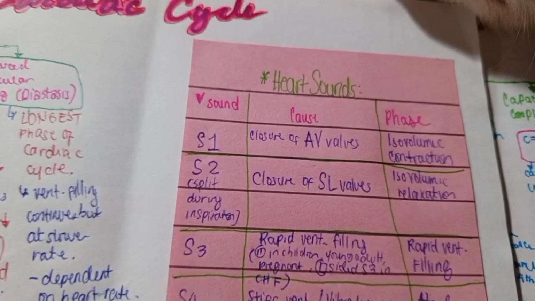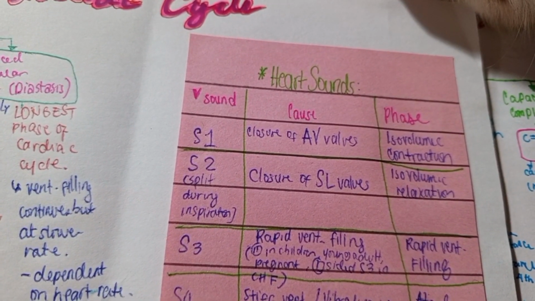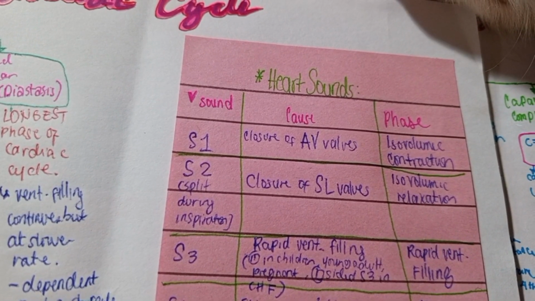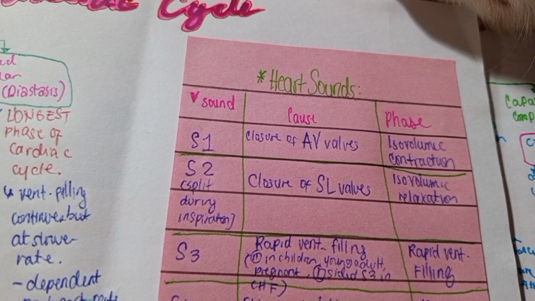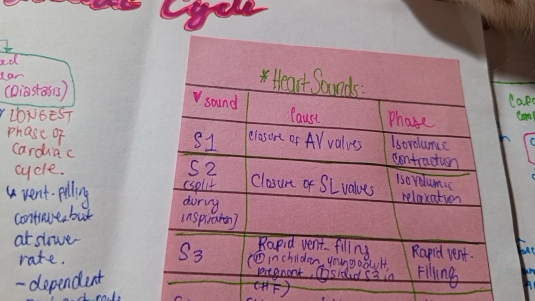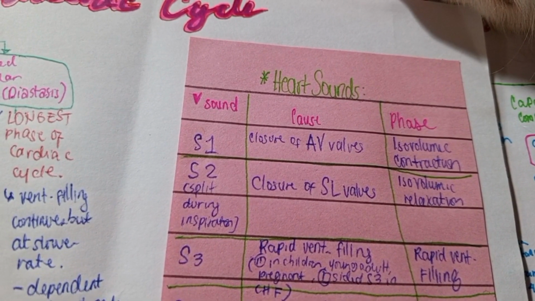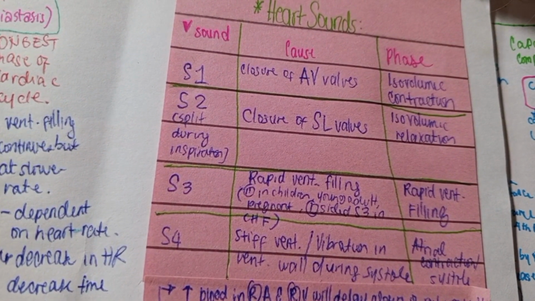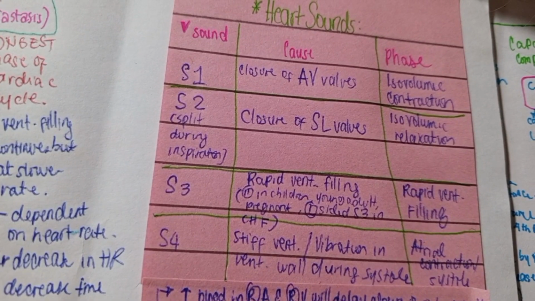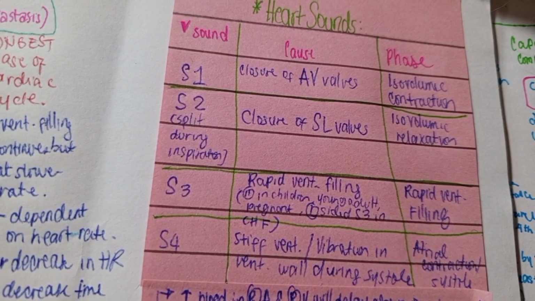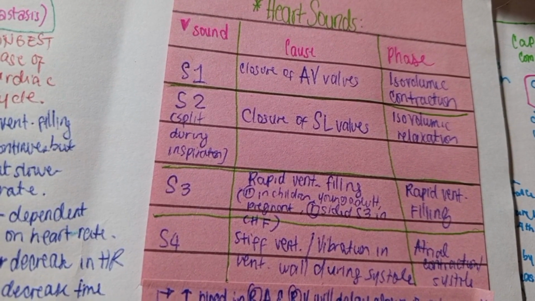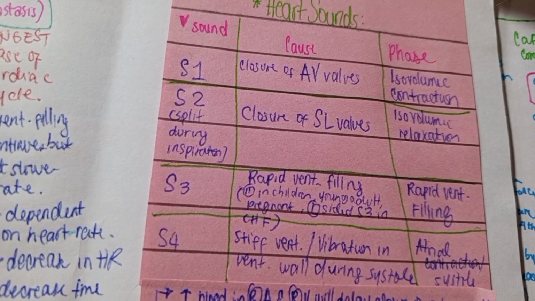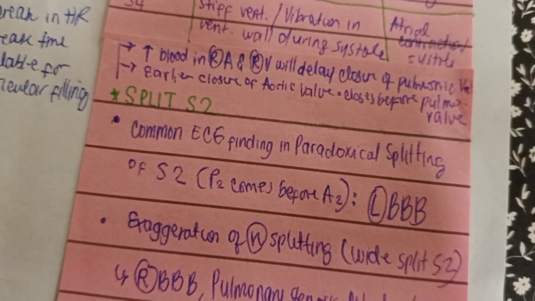And then the next heart sound is the S3, or the third heart sound. We hear this during rapid ventricular filling, and this is normal in children, young adults, pregnant women, and right-sided heart sound S3 in CHF. And then the last heart sound is the S4, which can be found in a stiff ventricle, so there will be vibration in the ventricular wall, and this can be heard at the atrial contraction or atrial systole phase.